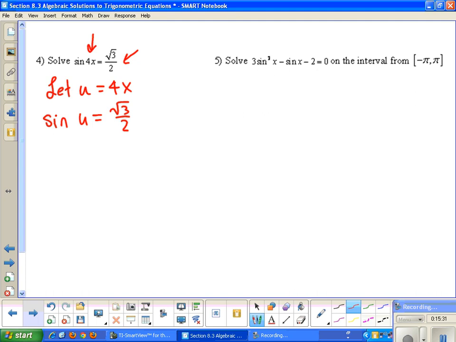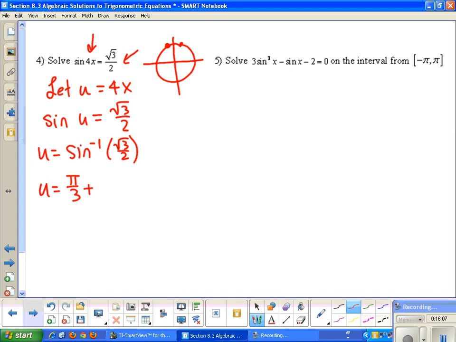So if I have the sine of u is equal to root 3 over 2, well then I know that u is equal to the sine inverse of root 3 over 2. And so if I think about my unit circle, where do I get sine values that are going to be equal to root 3 over 2? I know it's going to be up here, and because it's positive, it's in quadrant 1 and quadrant 2. So in this case, I get u is equal to pi over 3 plus 2 pi n.